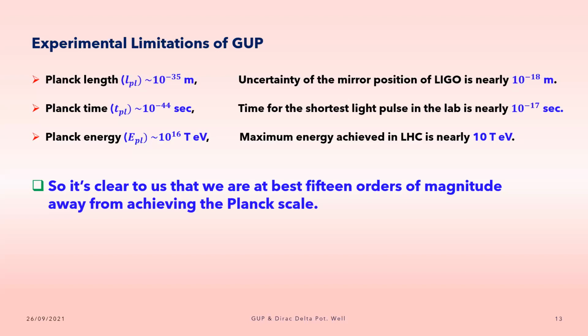Okay, so I have shown a comparison: the maximum energy of the LHC is 10 TeV, but the Planck energy is 10 to the power 16 TeV. So from this we can see that we are at least 15 orders of magnitude away from this Planck scale, and to experimentally verify this GUP, we have to go towards the Planck scale.